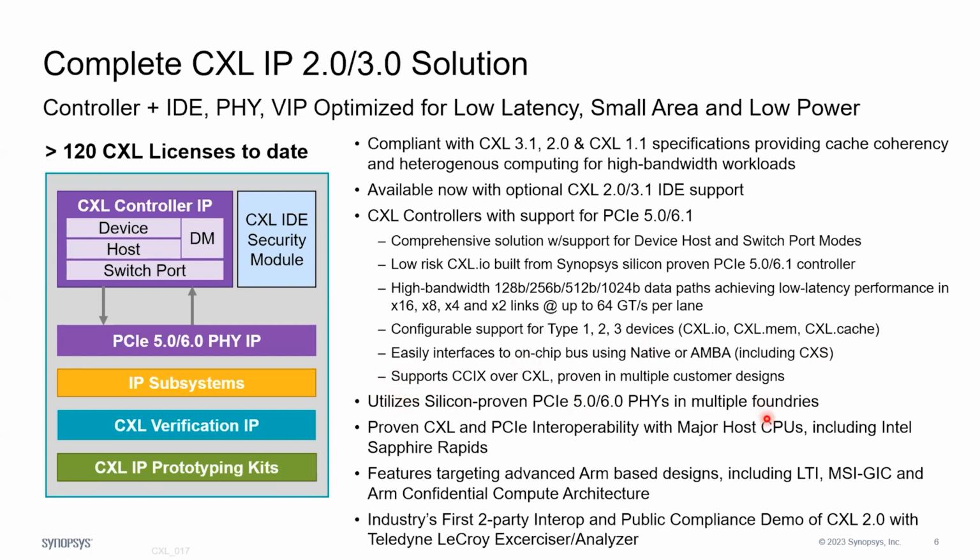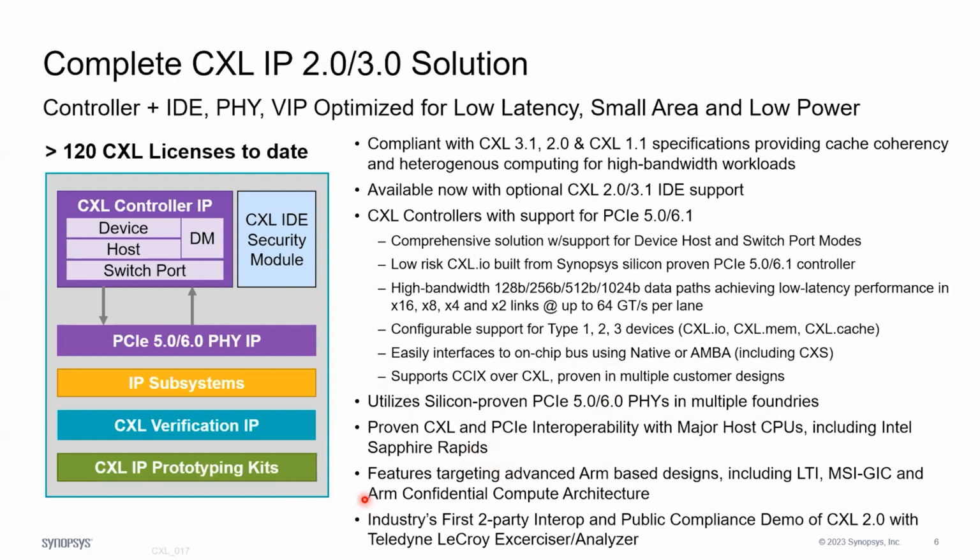multiple foundries, PCIe 5 at 32 gig, PCIe 6 at 64 gig, and then we have multi-protocol versions of these too. So we have 112 gig PHYs that you can run as 64 gig somewhere in your chip if you want to use it as PCI Express 6, and then we have the 64 gig cut of dedicated ones as well. We've done interoperability with the major host providers, including Intel Sapphire Rapids.